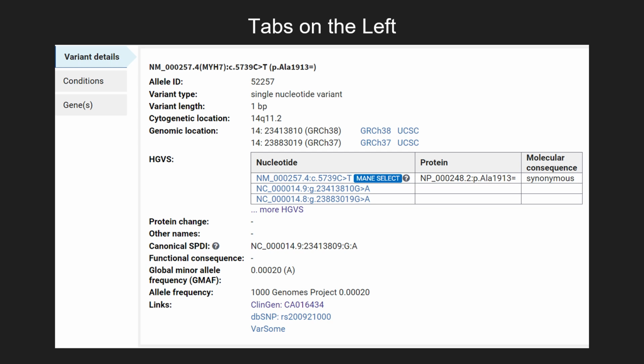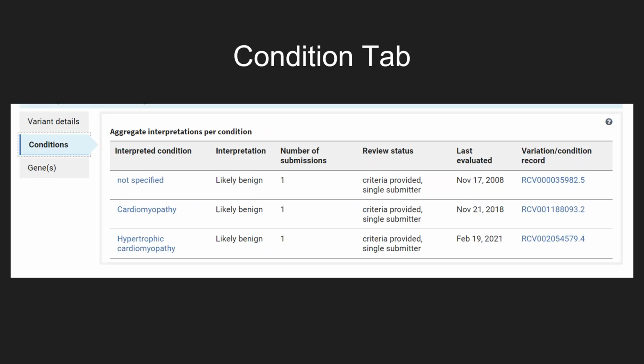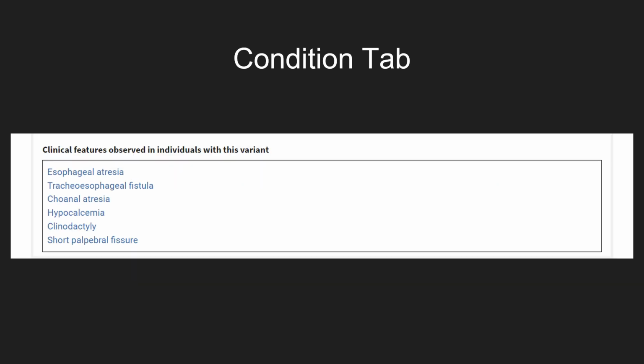As we move down the ClinVar entry page, on the left you see the tabs for variant details, conditions, and genes. I'm going to come back to the variant details in a bit, but first I'll summarize these conditions and gene sections. The conditions section provides a summary of the submitted interpretations for the variant, including the total number of submissions for a specific interpreted condition and interpretation combination, its review status, the date it was last evaluated, and a link to the reference ClinVar record. In this tab, we may also find a list of clinical features observed in individuals with this variant, such as here for our CFTR variant.